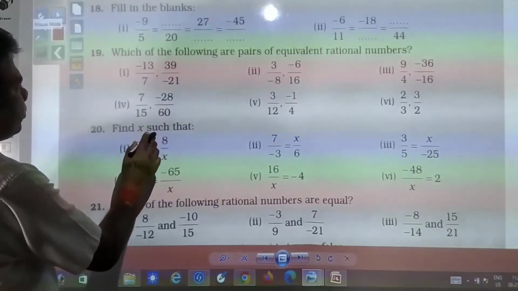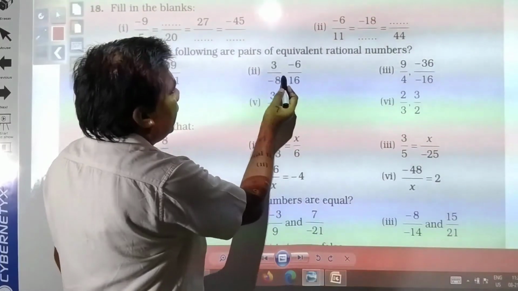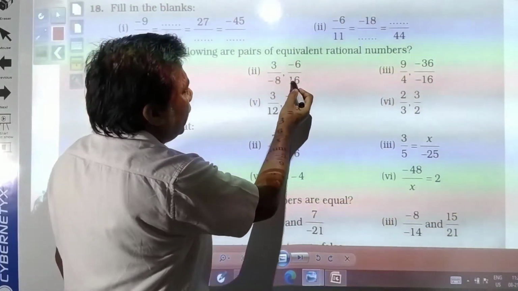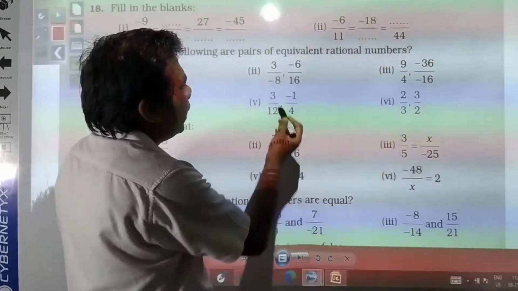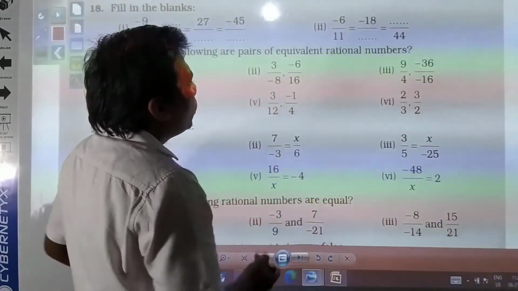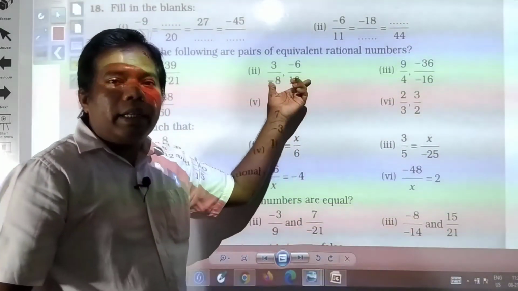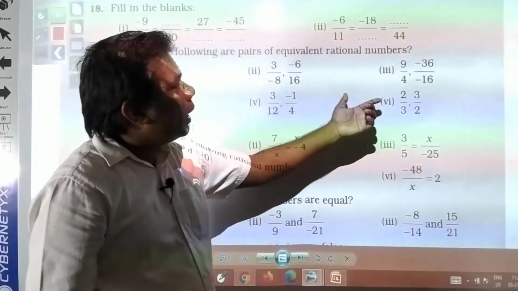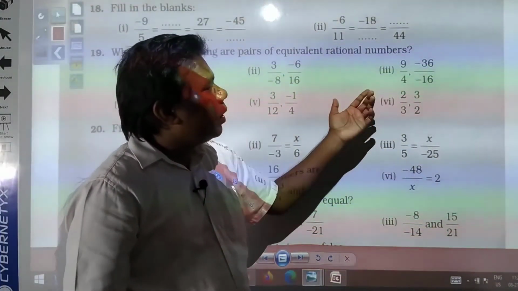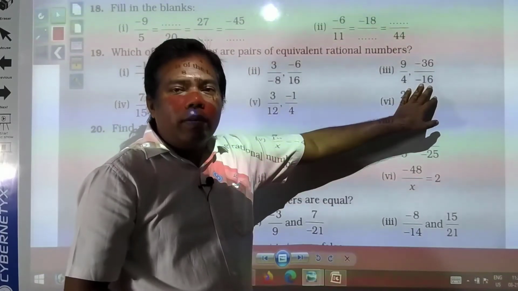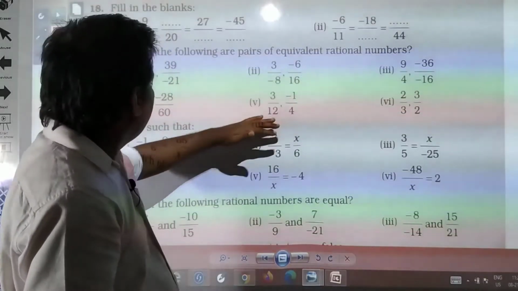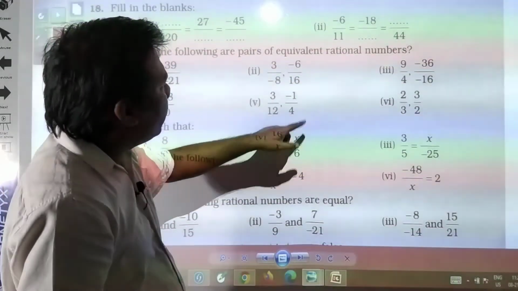Here you see, 16 × 3 is 48, 8 × 6 is 48, minus into minus is plus. So if it is coming equal, then this is an equivalent rational number, and if it is not coming equal, that will not be an equivalent rational number. So that is required to be done. So just you multiply and check.